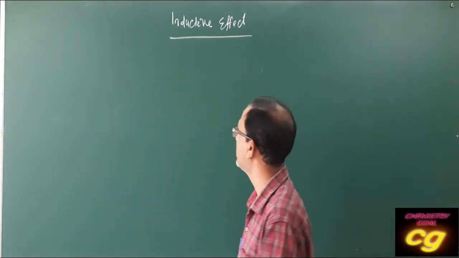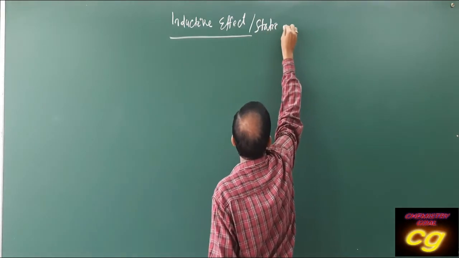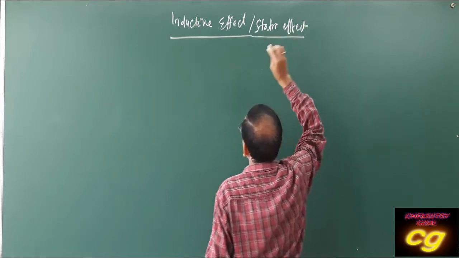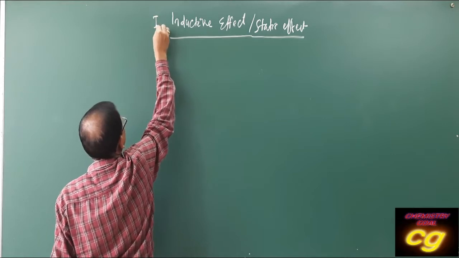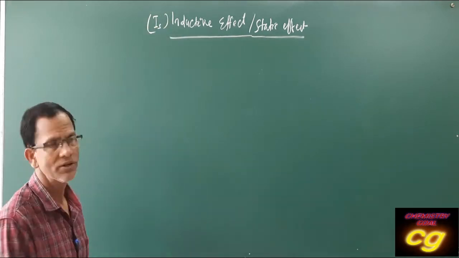It is also called the static effect. The general symbol is I, and the general short form is IS. That is the inductive effect, or it is called the static effect.